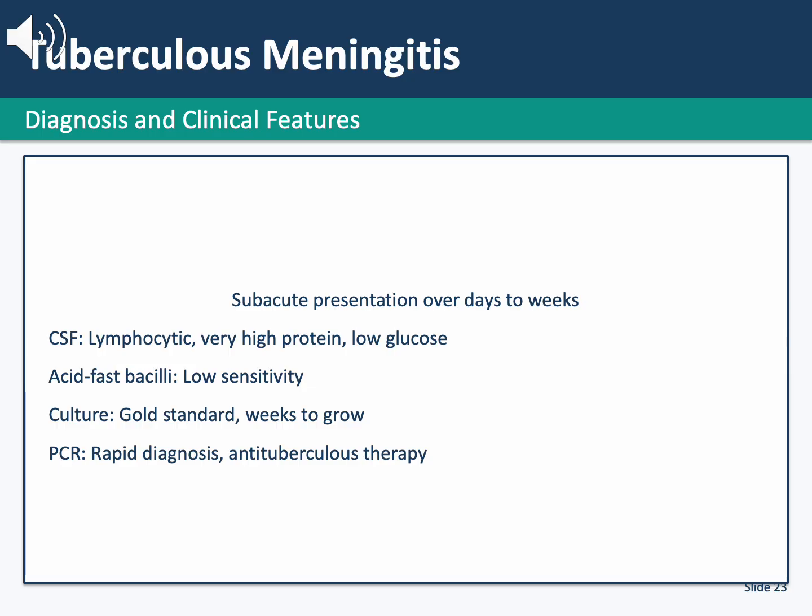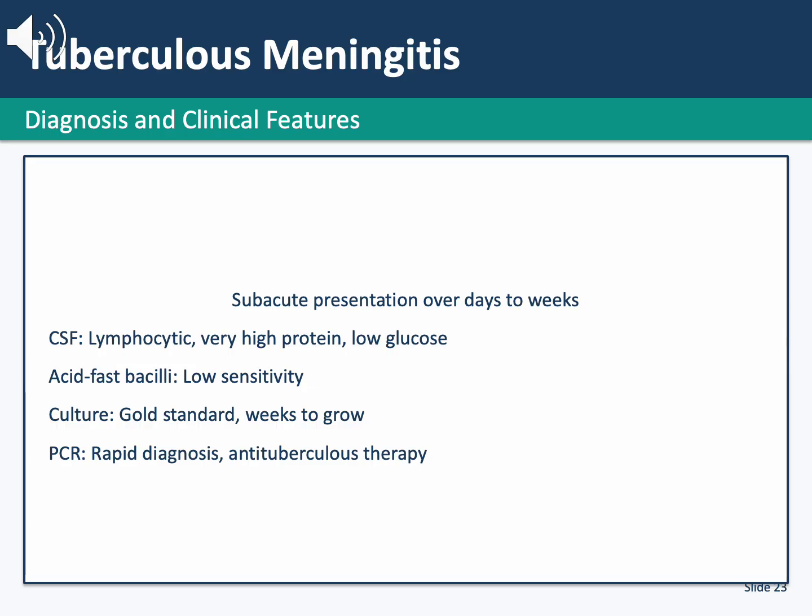Culture is the gold standard, but may take weeks. Molecular testing with PCR can provide rapid diagnosis. Imaging may show bacillar enhancement, hydrocephalus, and spinal involvement. Tuberculin skin test and interferon gamma release assay may support diagnosis but are not specific for CNS disease.